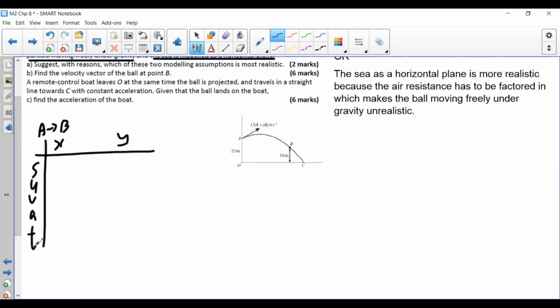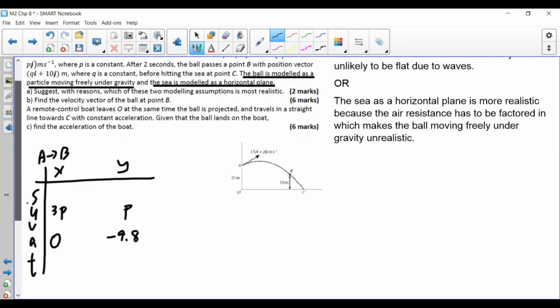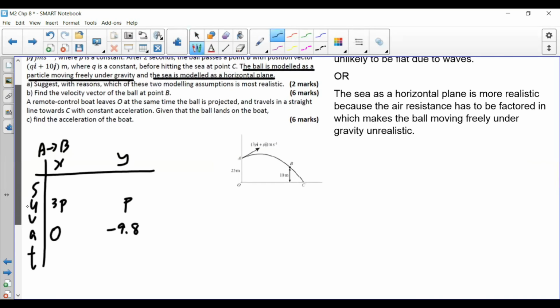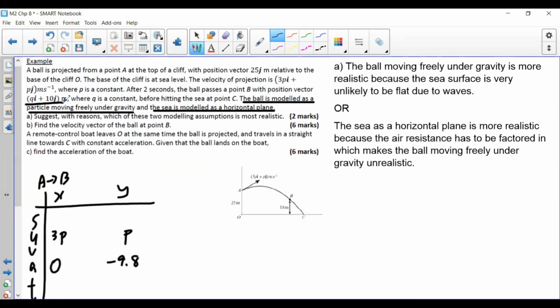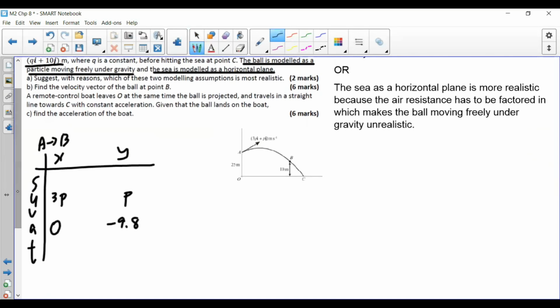Pause the video, try to fill out a table, and then you can check the table with me. So from A to B, my AX is 0, AY is minus 9.8. My UX is 3P, my UY is P. My SX, do I know SX? Yes, I do. Q i plus 10 j meters from the question. So this B is Q i plus 10 j. So in terms of SX, we've moved Q. In terms of Y, A was 25, comes down to 10, so it's minus 15.